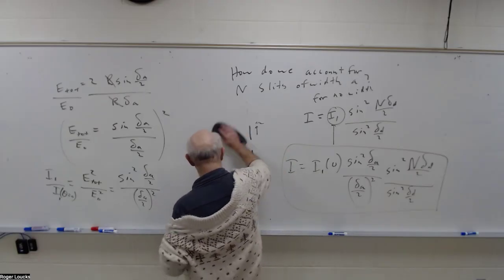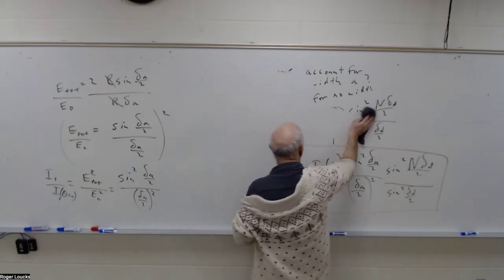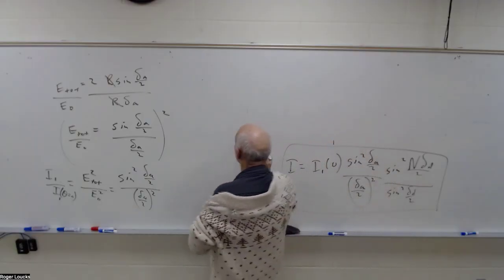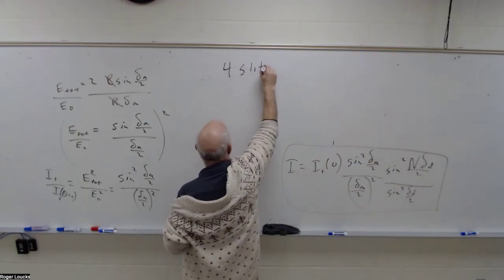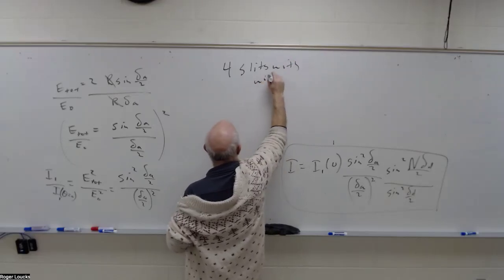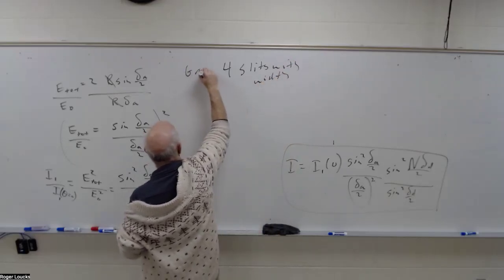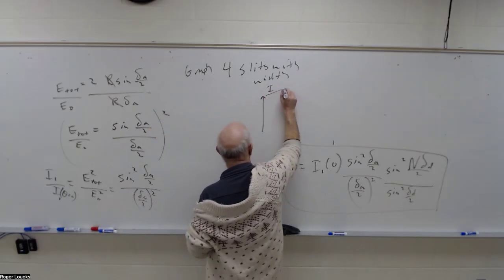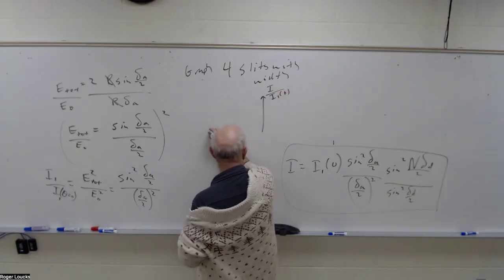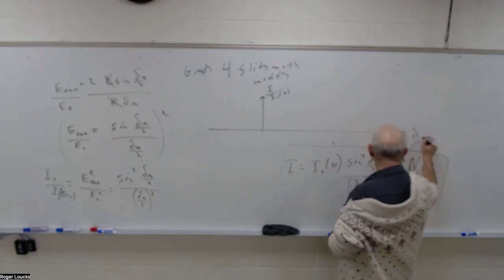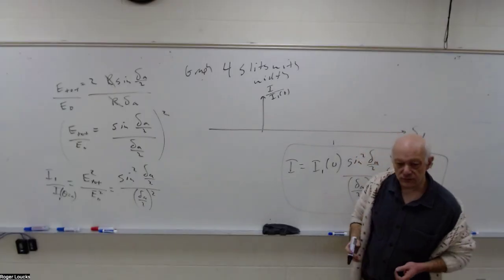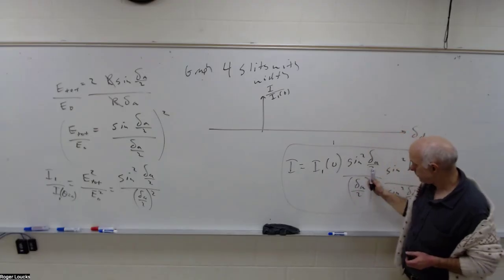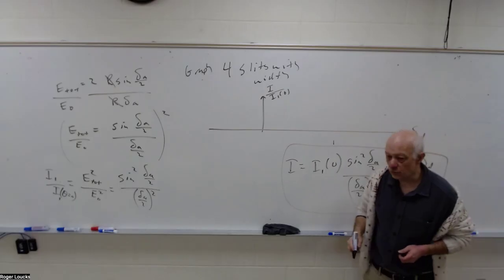Okay, so with that said, let's actually make a graph of this. So let's do 4 slits. I'm going to plot the intensity here, compared to the intensity of one slit. This would be my delta D. Let's not put in this factor here. Let's ignore this factor first. So what would this look like?